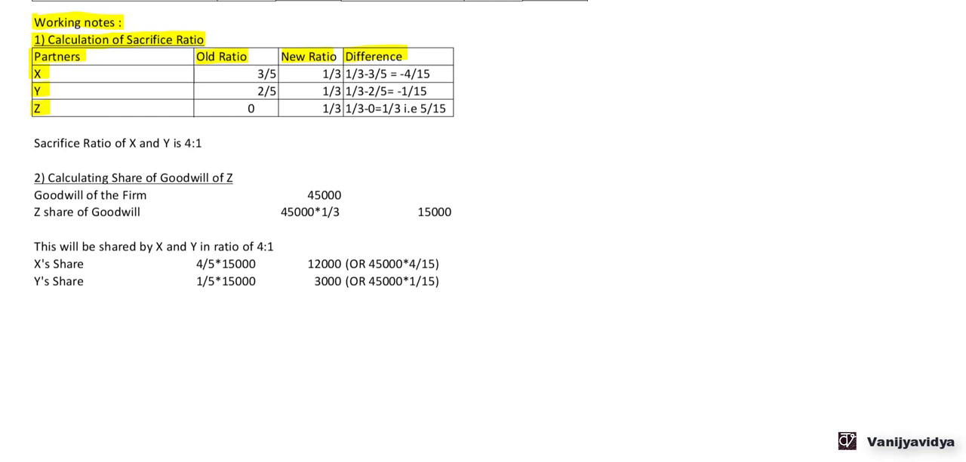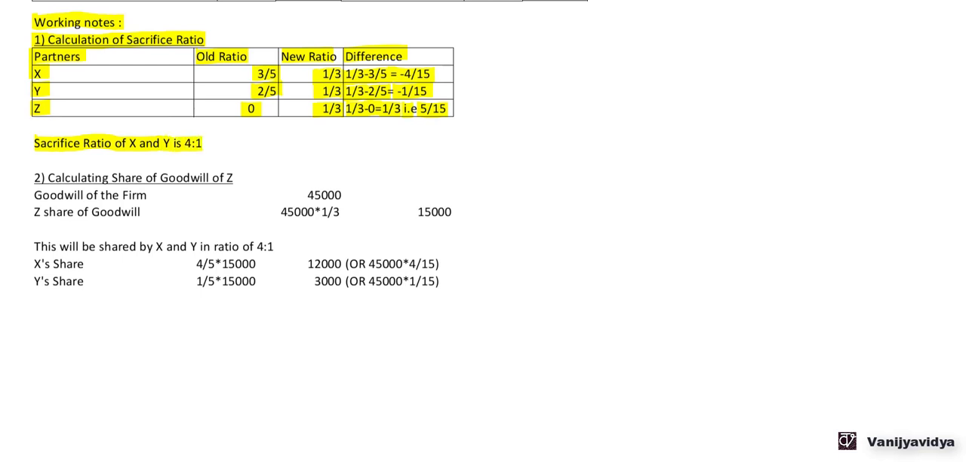Now old ratio of the partners, X was 3/5, Y was 2/5 and Z is a new partner, so old ratio is 0. New ratio is 1/3 for all the partners. Now difference 1/3 minus 3/5 is minus 4/15. 1/3 minus 2/5 is minus 1/15. 1/3 minus 0 is 1/3. So that is, we can say 5/15. Now we will ignore the denominators here, and sacrifice ratio of X and Y is 4:1.